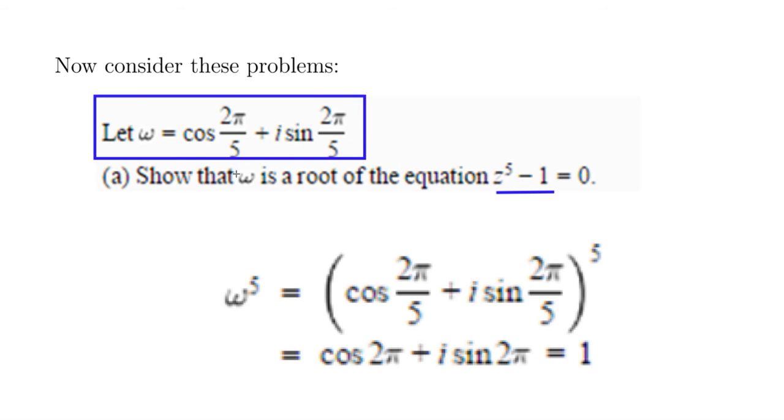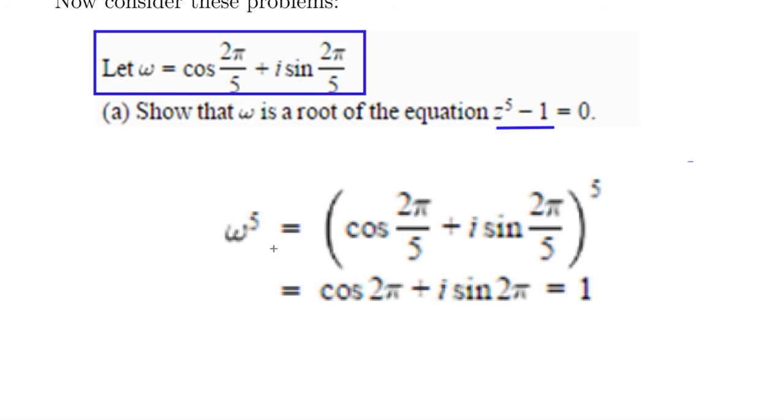If we know that this is a representation of a root, we've got cos 2 pi over 5 plus i sin 2 pi over 5. And you could sketch this and see what it looks like. The idea is to show that omega is a root of the equation. So one trick is to say, well, what happens if I put omega to the power 5? What do we get? Well, we'd have this to the power 5.